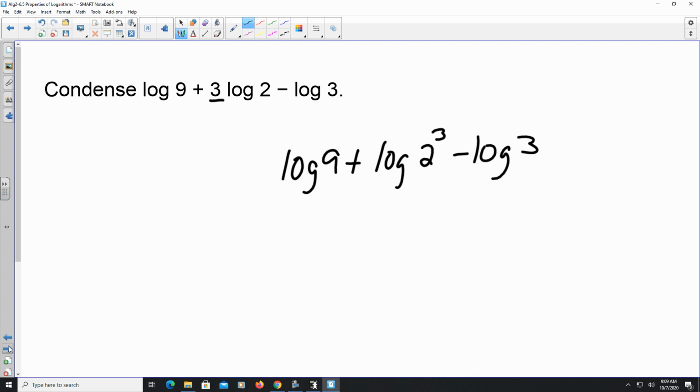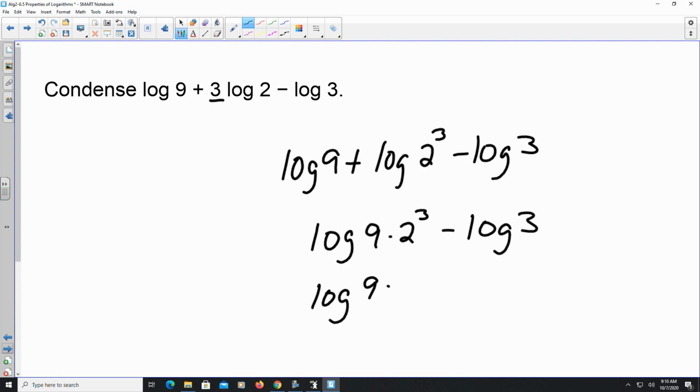Now remember, we started with division in the first problem when expanding. Now we're going to look at multiplication first when we condense. So this is going to be the log of 9 times 2 to the third minus log of 3. To finish up the properties, I have a minus, which means it's division. So now I have log of 9 times 2 to the third divided by 3.